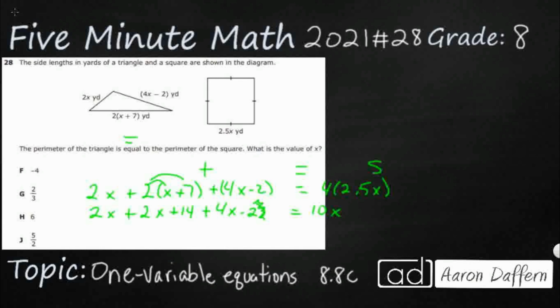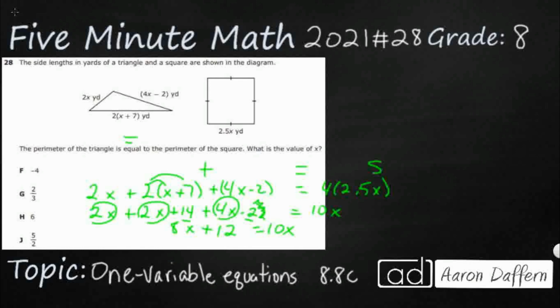So now let's start combining our x's. All right, so I've got 2x and 2x and 4x. So that's 8x. Let's do 14 minus 2. So those are my constants there, so that's 12. So I get 8x plus 12 equals 10x. All right, now that I have all of this, this makes a little bit more sense.